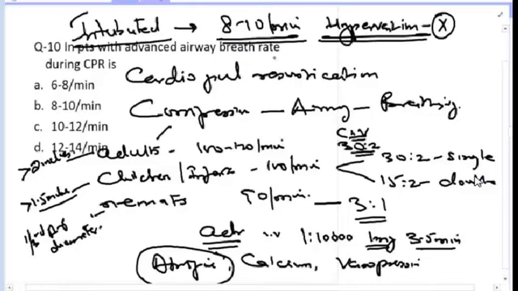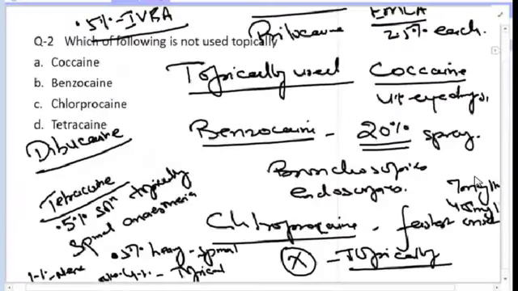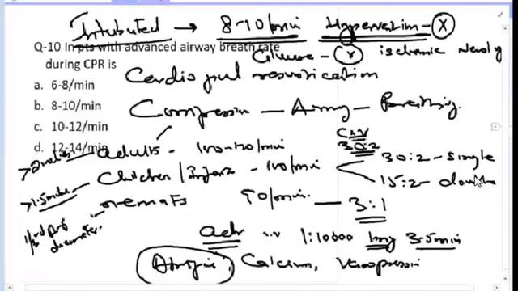Glucose containing fluids, or dextrose containing fluids, should not be used during CPR as they worsen the outcome of ischemic neurological injury.